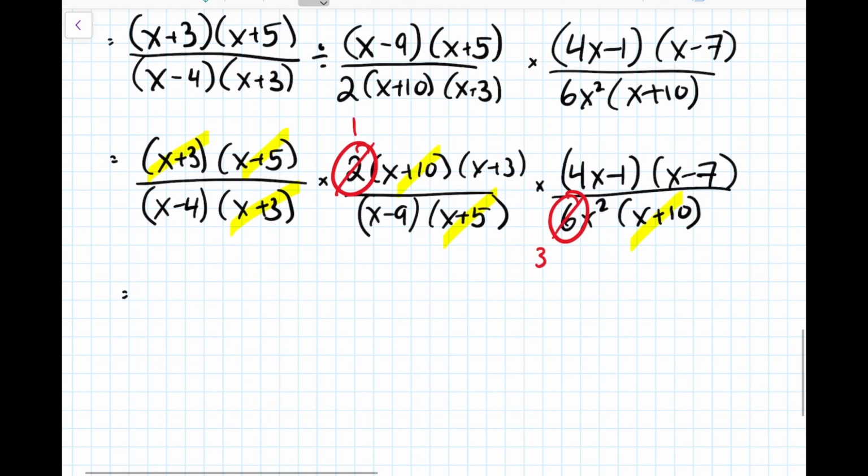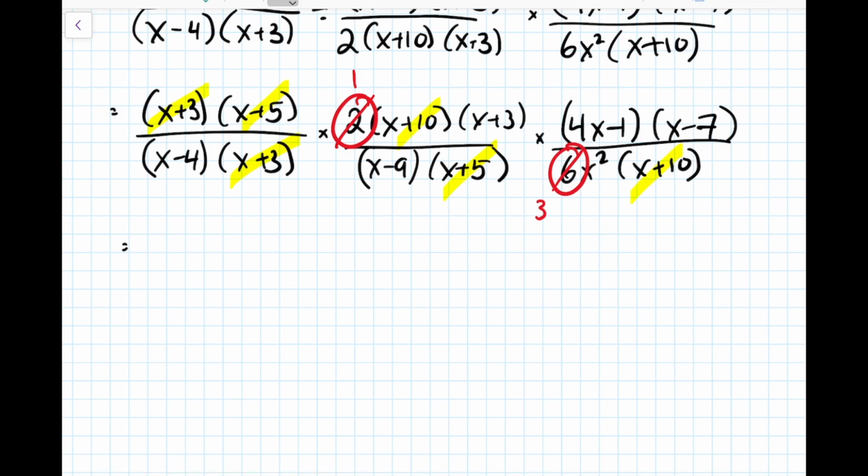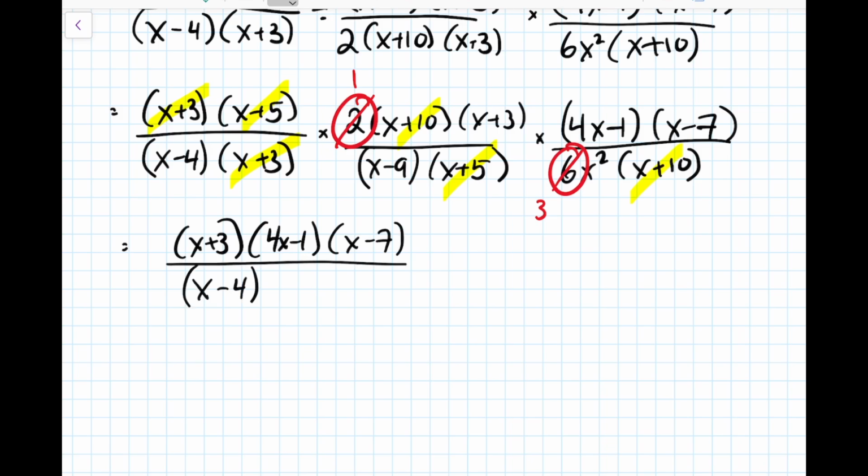All right, and so with that out of the way, if we put everything together, what we're left with up top is x plus 3 times 4x minus 1 times x minus 7. And then on the bottom, we've got x minus 4, x minus 9, and then the 3 and the x squared, don't put those at the end. So typically things that aren't being added or subtracted are put at the front. So we're going to put that 3x squared right up at the front of this. And so there we go. This one is as simplified as we can make it.